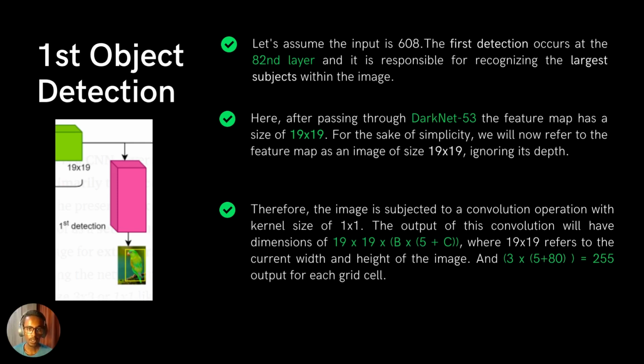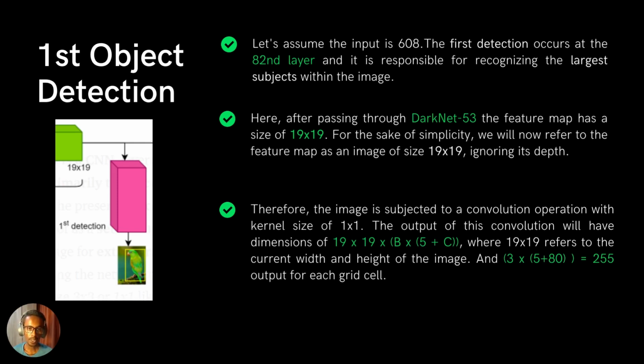Here, after passing through the Darknet 53, the feature map has a size of 19 by 19. So right after we finish the convolution operations from the Darknet 53 backbone, the output dimension will be 19 by 19. For the sake of simplicity, we will now refer to the feature map as just an image size of 19 and 19, and we do not involve the depth.